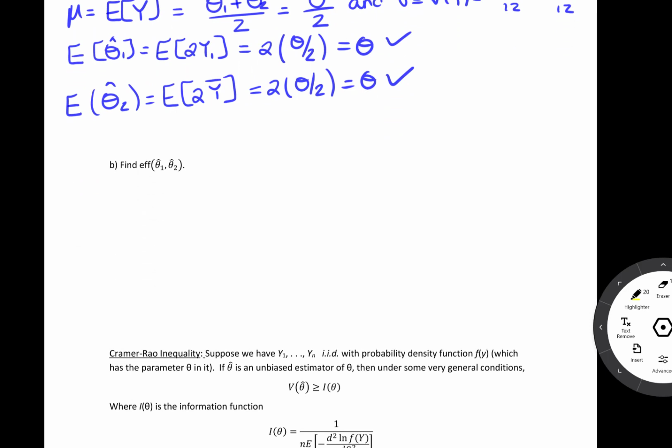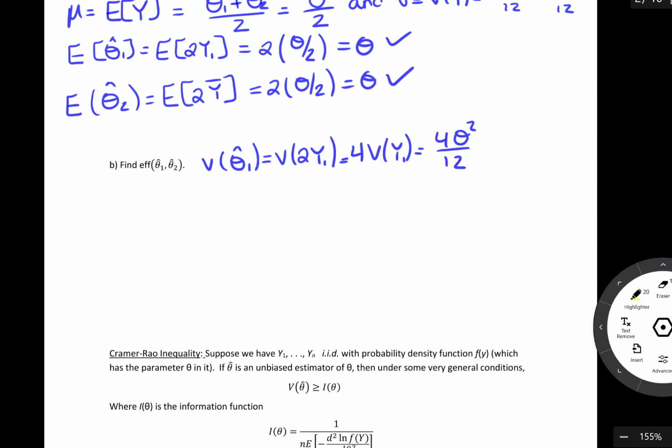So we need to find the variance of each. So first we're going to find the variance of theta hat 1. We'll notice the variance of theta hat 1 is equal to the variance of 2 times y1, which is equal to 4 times the variance of y1, which is equal to 4 theta squared over 12 based on what we looked at above. So we get theta squared over 3. And then we could do the same thing for the variance of theta hat 2, and you can show that this is equal to theta squared divided by 3n.